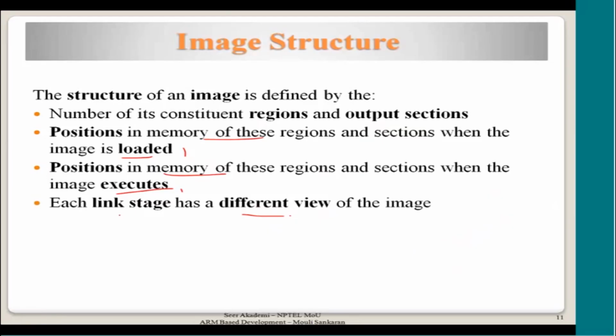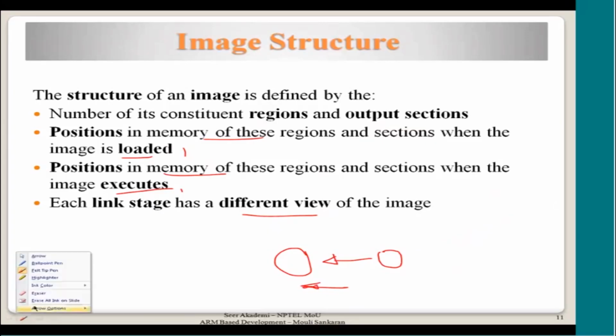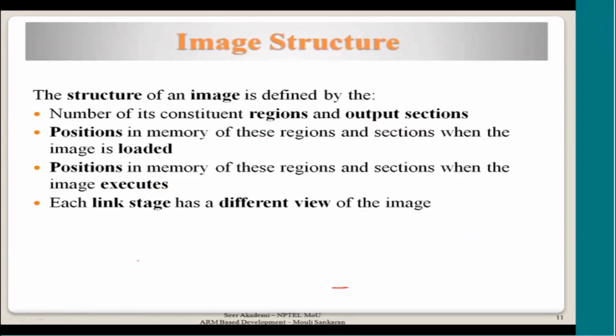Each link stage has a different view of the image. When you are creating a library file, its image will be different. When you are generating an executable file for a particular hardware, its view will be different, because it is generating the image for which hardware, with what memory map. Based on that, it will generate the output. So a different view will be there for the different stages of linking.